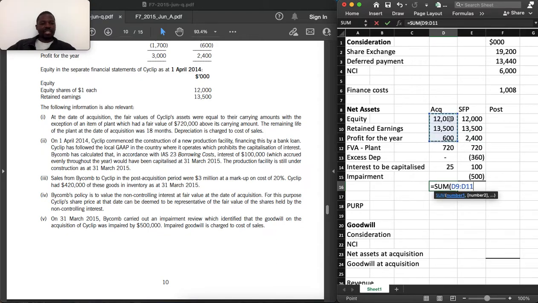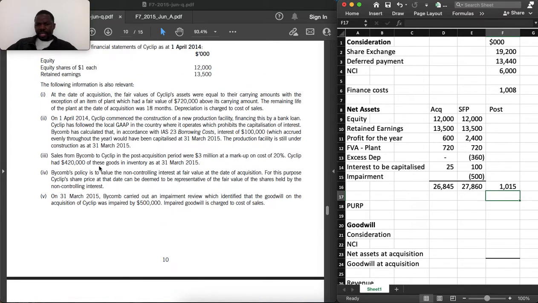We can now sum up our net assets list. Then we say year end less at acquisition. We get the post acquisition retained earnings.